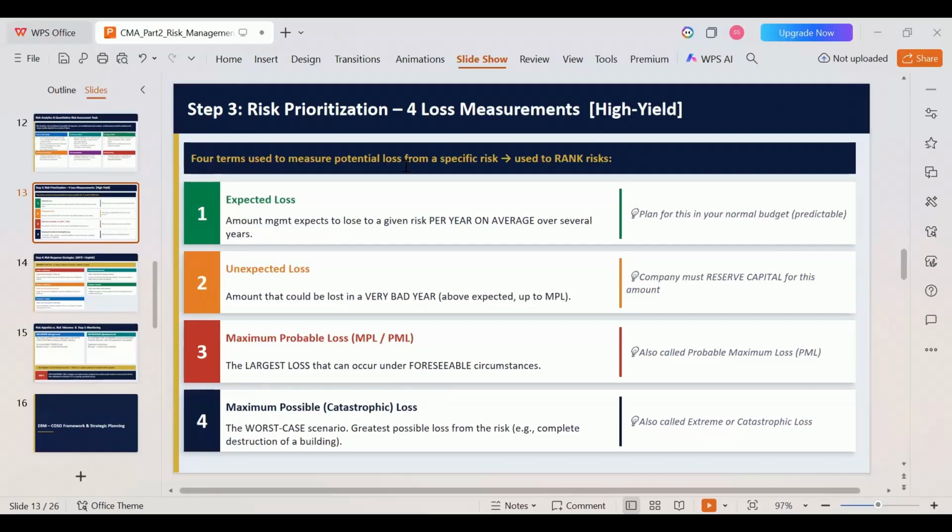So when do we have this unexpected loss? In a very bad financial year, where our expected loss will be overcome by this unexpected loss. Then comes the concept of maximum probable loss and maximum possible loss. So what is the maximum probable loss? In the given economic circumstances, what is the maximum loss that we can face in a firm? That will be the maximum probable loss.